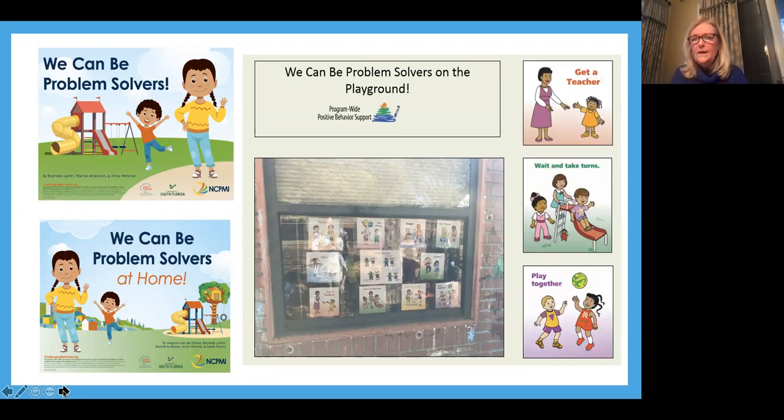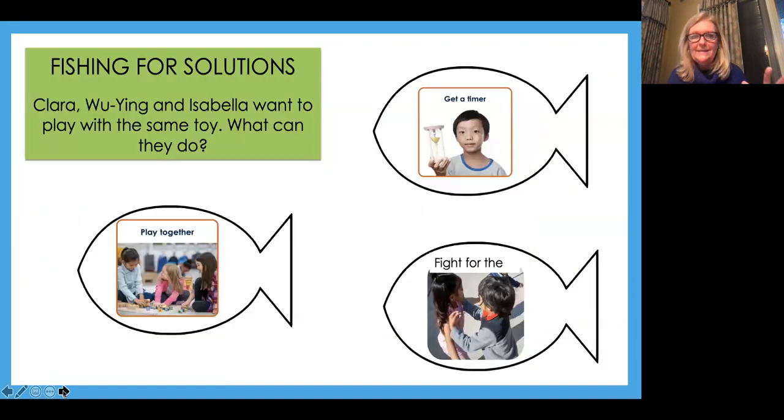But one teacher put the solution kit on her window, because when they were outside, you could see their window, because where do a lot of problems come up? On the playground. So they did it in the classroom, but it also was that reminder to do that on the playground, and kids could go to the window and practice that.